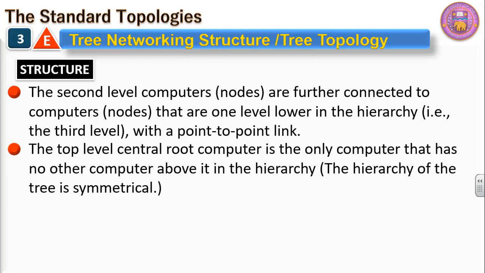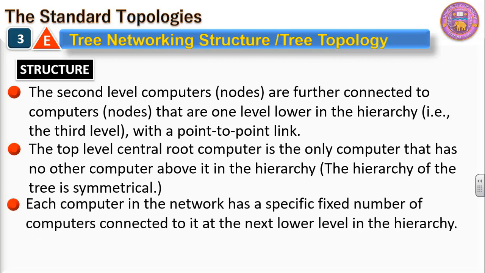The top level central computer is the only computer that has no other computer above it in the hierarchy. The hierarchy of the tree is symmetrical. Each computer in the network has a specific fixed number of computers connected to it at the next lower level in the hierarchy.